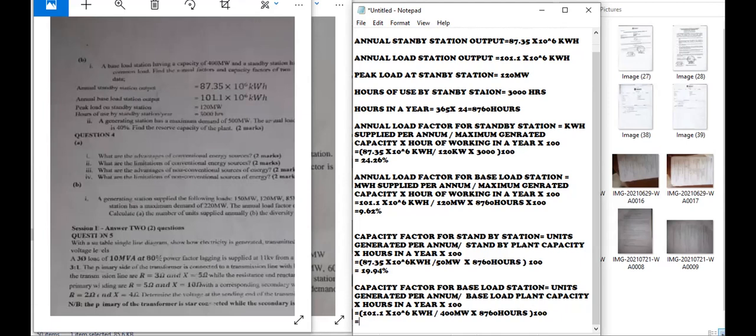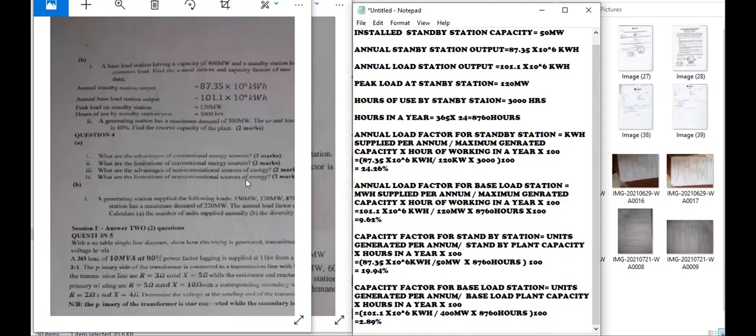So have you done this one now? I just finished writing. What did you get as your answer? 2.885. Let me do it with you. Yes, 2.88. We can approximate it to 2.89%. We have found everything we need. We have found the annual load factor for the base load, and the capacity factor for the base load. We have found the annual load factor for the standby station, and also the capacity factor for the standby station. I think that is the question well answered.